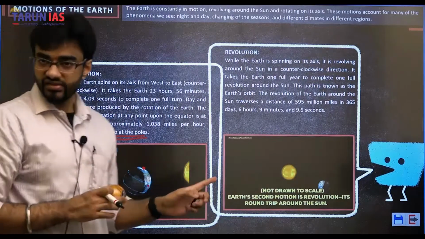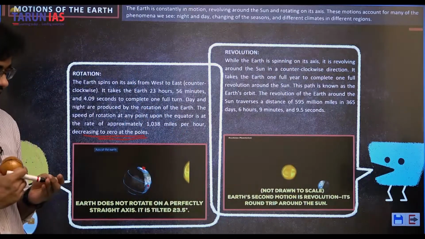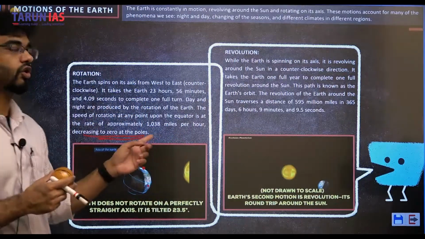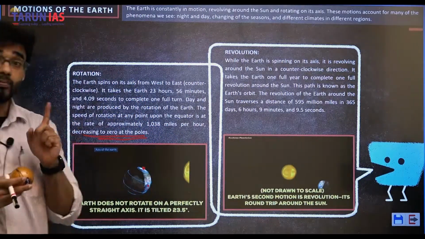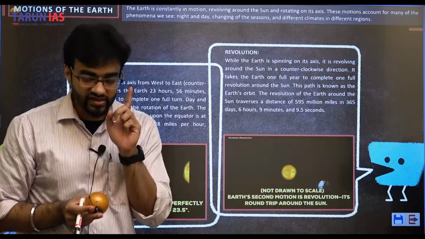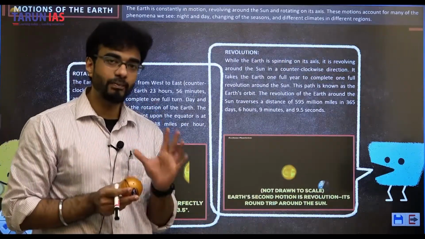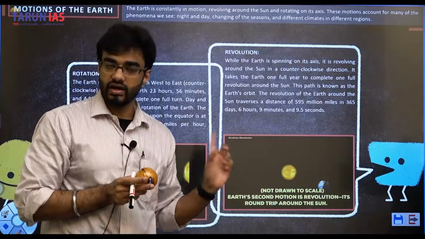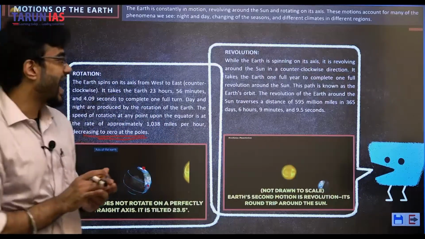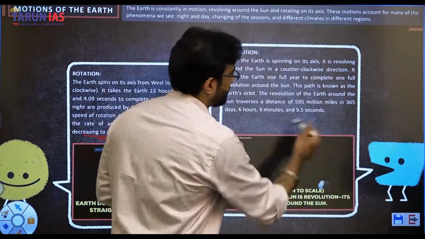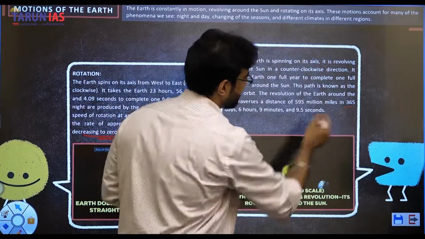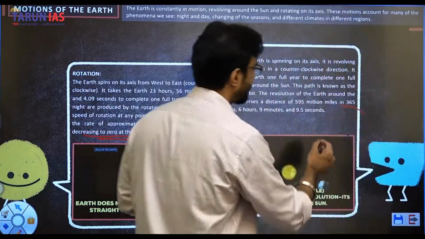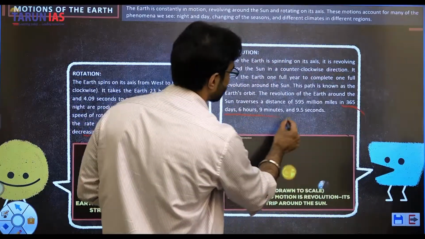Okay, now we have discussed the first motion, that is rotation. The second motion is revolution. Revolution means that it is orbiting around the sun in an elliptical path, and that is an important point to note, an elliptical orbit and not a circular orbit. So it takes approximately 365 days, but the actual time is 365 days 6 hours 9 minutes.